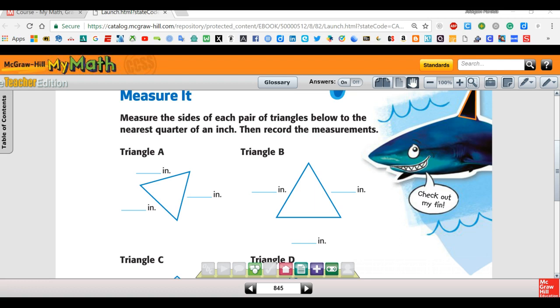Measure one side for me. So how long is that one side? 1 inch. How long is the other side? 1 inch. And the third side? It's also 1 inch. Okay, so that would be a triangle that has all the same sides. How about triangle B?